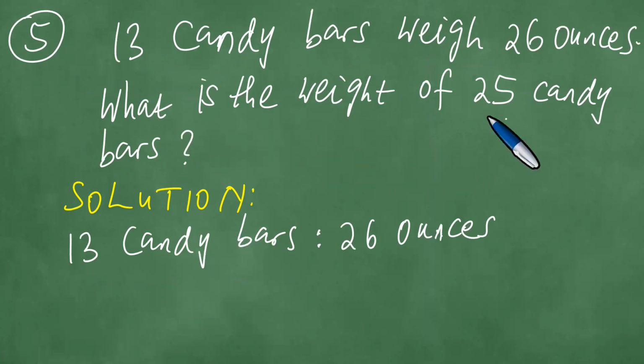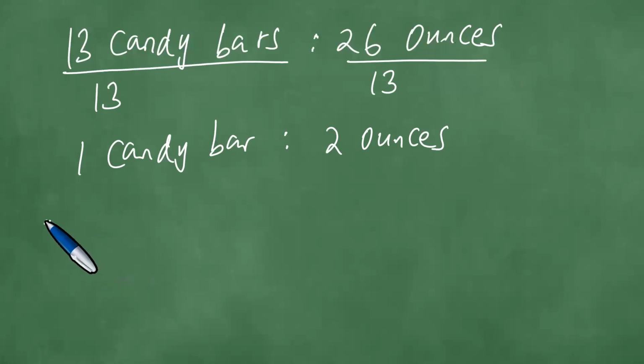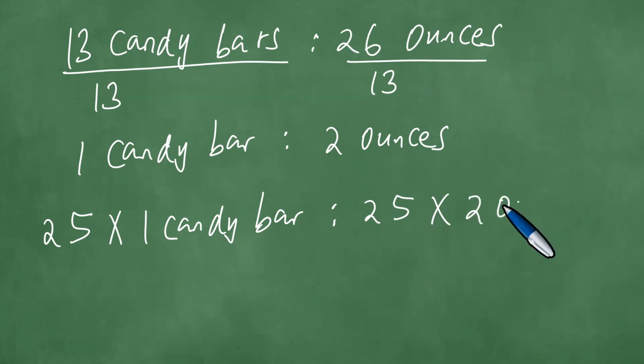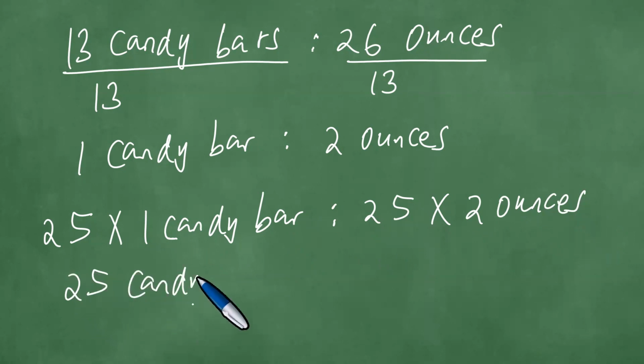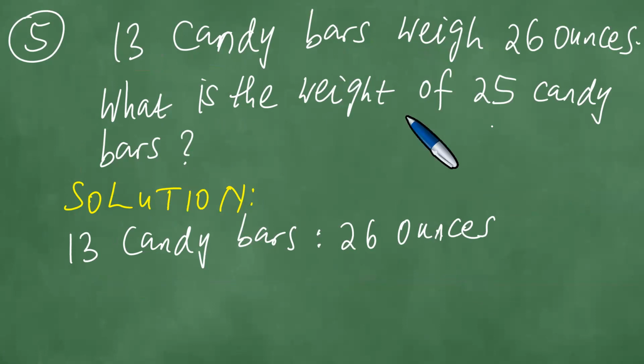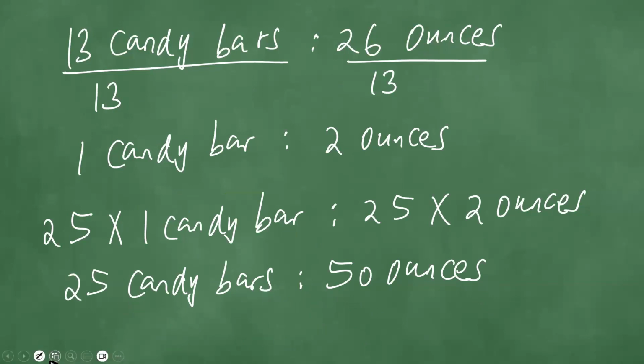Now, what is the weight of 25 of them? So we multiply by 25. 25 by 1 candy bar is to 25 times 2 ounces. As a consequence, 25 candy bars will have to be 50 ounces. And hence, we just write down the conclusion to the question: what is the weight of 25 candy bars? Hence the weight of 25 candy bars is 50 ounces.